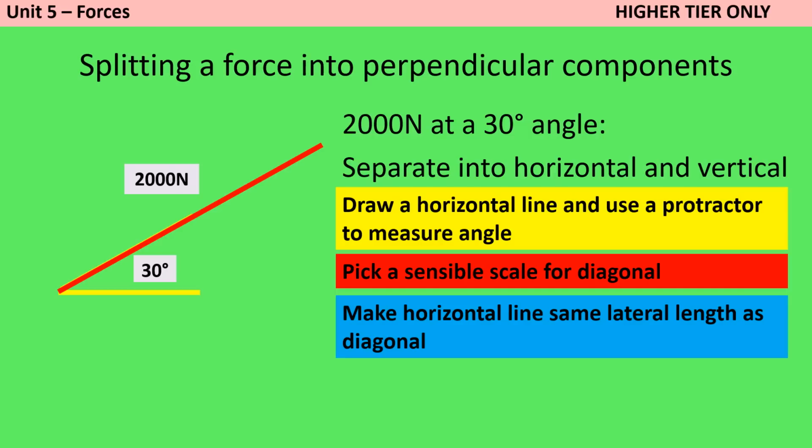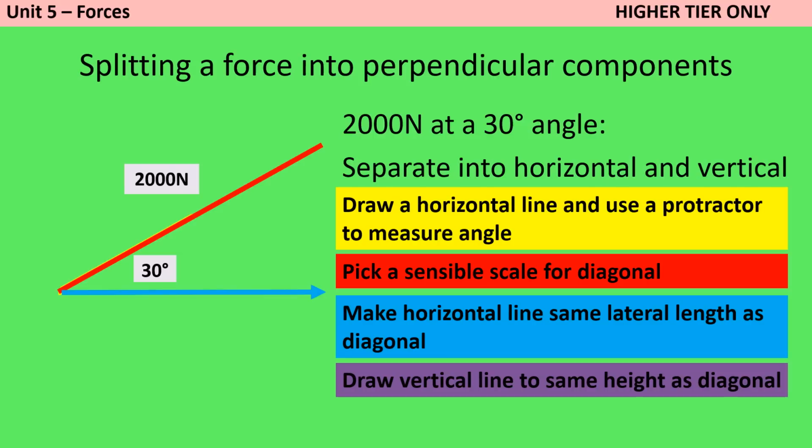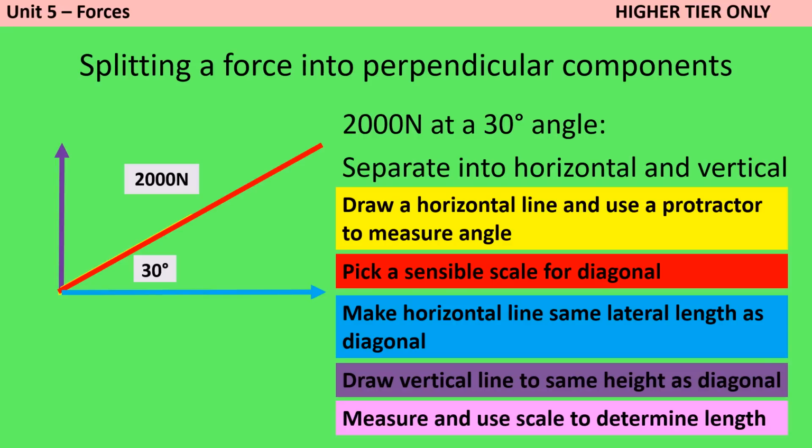Then I'm going to make my horizontal line the same lateral length as that diagonal. Then I need to draw a vertical line to the same height as the diagonal. And now I need to measure those and use the scale that I've come up with to determine the length.